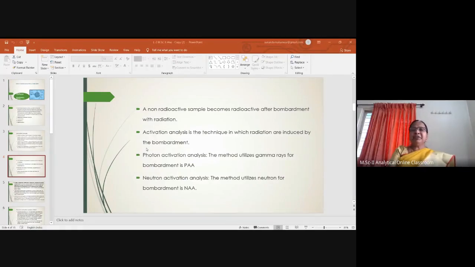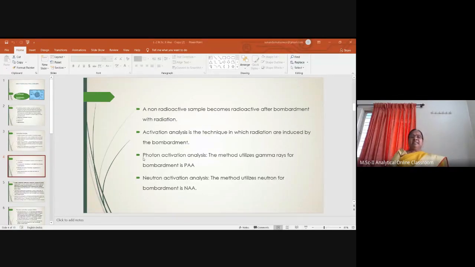induce the radioactivity in that sample, and for the induction of the radioactivity, that sample is bombarded with the radiation, or it is bombarded with the flux of neutrons. Then depending upon which type of radiations, either neutrons or photons, are used for the bombardment, there are two types of analysis, that is photon activation analysis and neutron activation analysis.